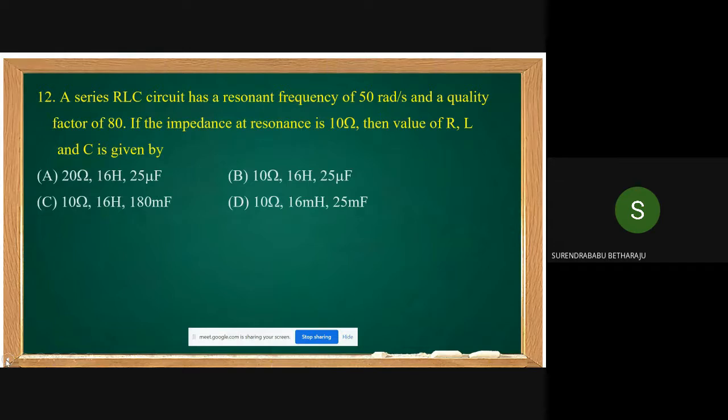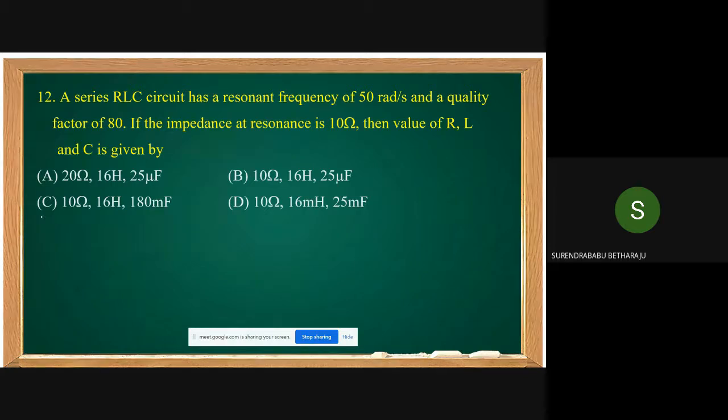A series RLC circuit has a resonant frequency of 50 radians per second and a quality factor of 80. If the impedance at resonance is 10 ohms, then the values of R, L, and C are given by. You want to find the resistance, inductance, and capacitance values. Resonant frequency is given, quality factor is given, and impedance at resonance is 10 ohms.